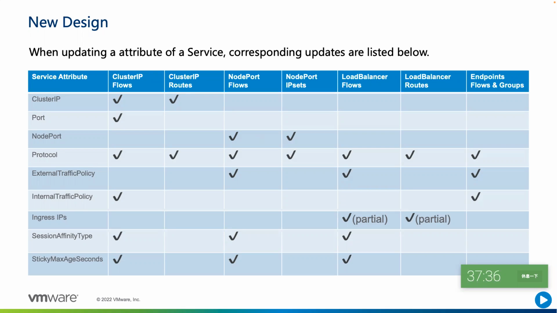Yeah, that's in the case that if someone really updates the type to external name altogether, maybe we need to also delete all the rules related to the cluster IP. That's right. Yeah. I think so.